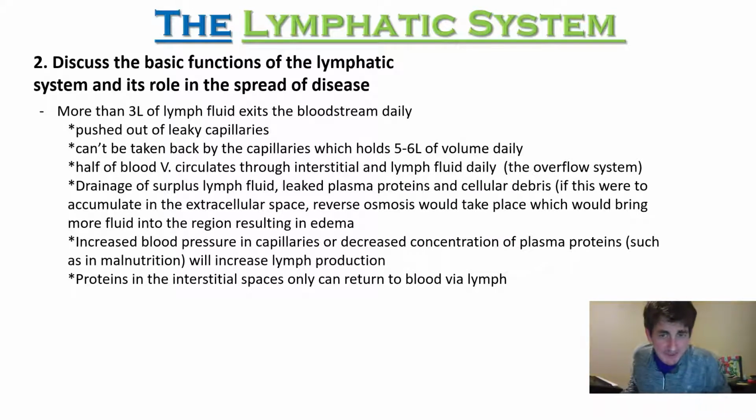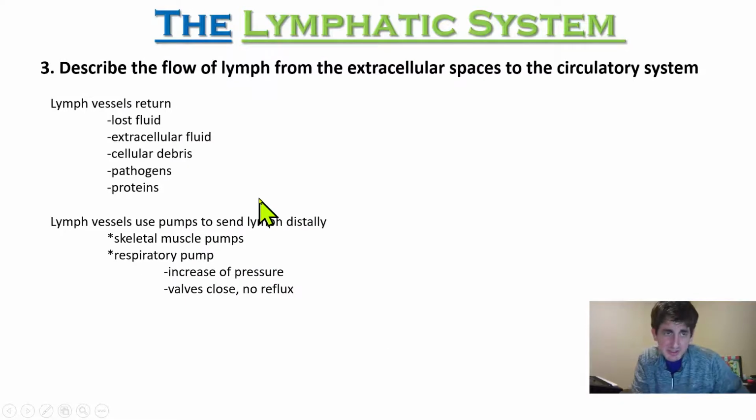Gotta keep me awake. All right, so increased blood pressure in capillaries can also increase lymph production. Also, a decreased concentration of plasma proteins, like in malnutrition, will also increase lymph production. Proteins in interstitial spaces can only return to the blood via lymph, so they have to go through the lymph. So they return lost fluid, extracellular fluid, cellular debris, pathogens, and proteins.